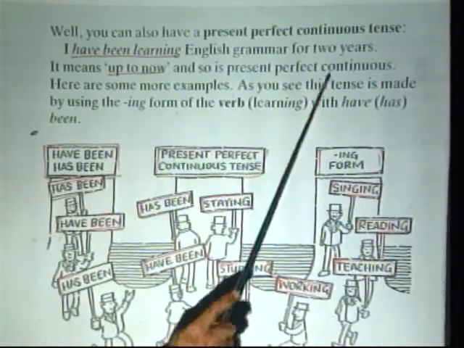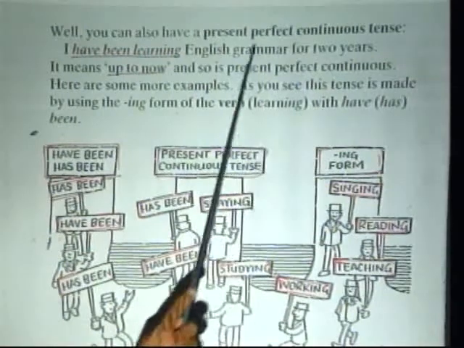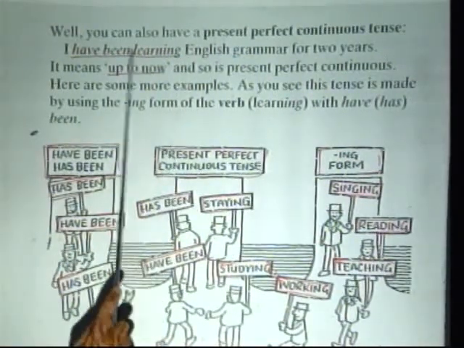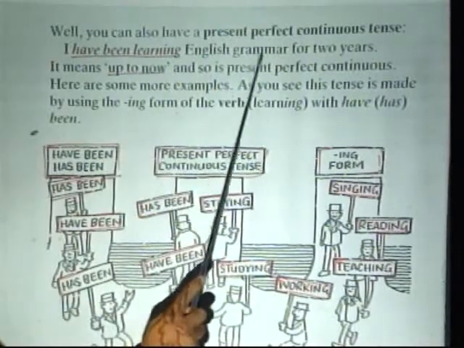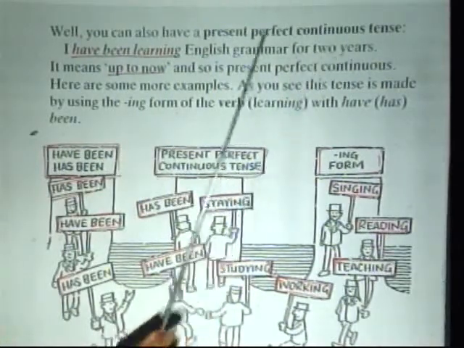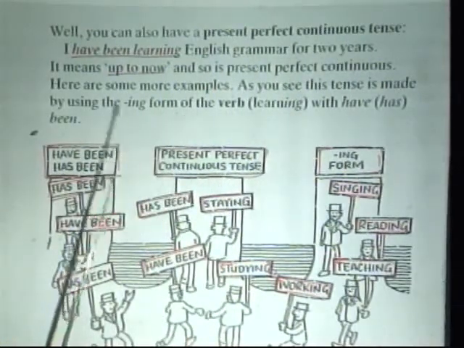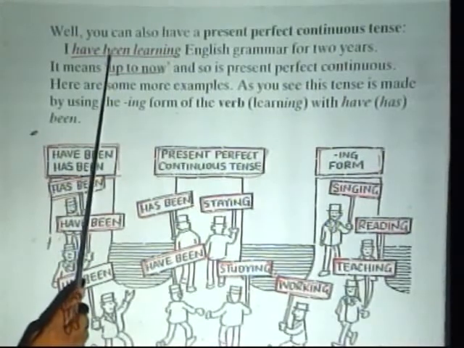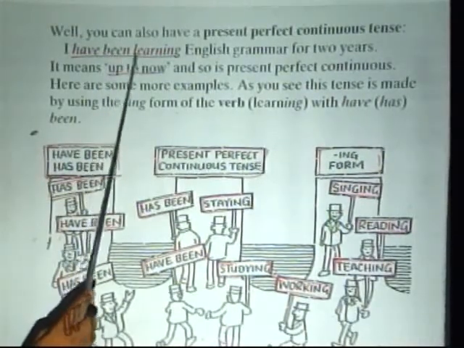The past 2 years you are including here, and also now you are learning. So that is why, I have been learning English grammar for 2 years. I started this learning activity 2 years before, that is past. I am also learning now, that is present continuous. So present perfect continuous has simple past plus present continuous.